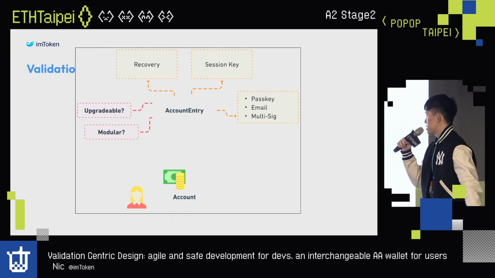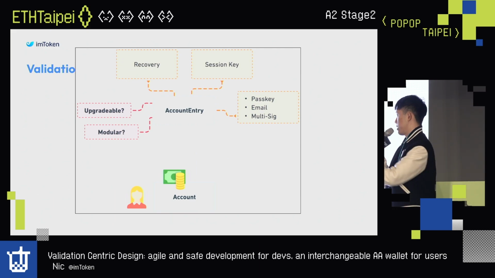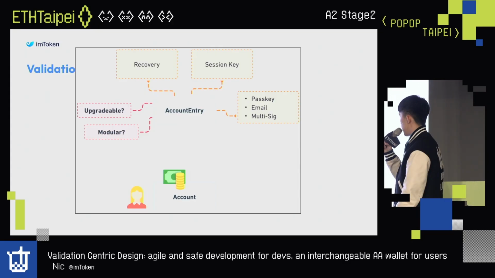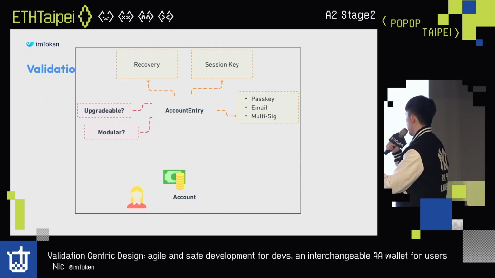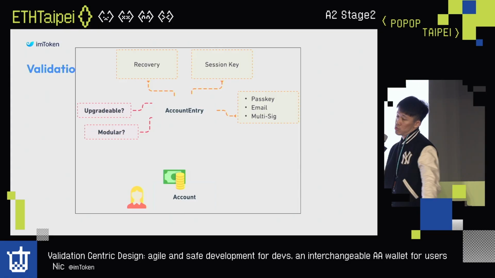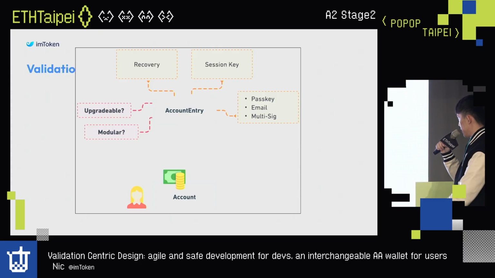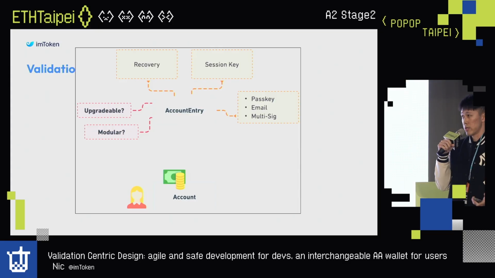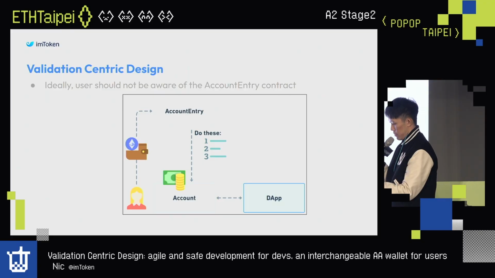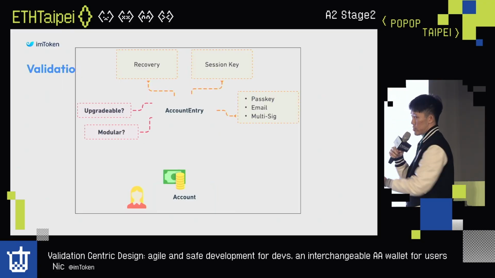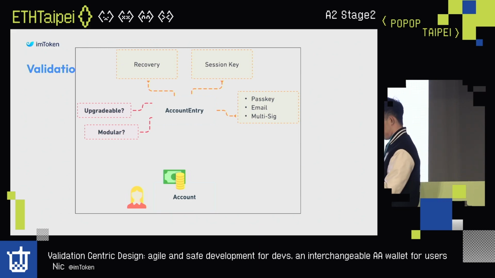And this account entry contract can be simple or however complex you want. It can be upgradable, it can be modular, it can have a recovery mechanism, you can use a session key to authorize a third party, you can use a different sort of authorization method to validate your transaction. Whatever, it can be simple, it can be complex. This will compose a wallet for the user, Alice's wallet.